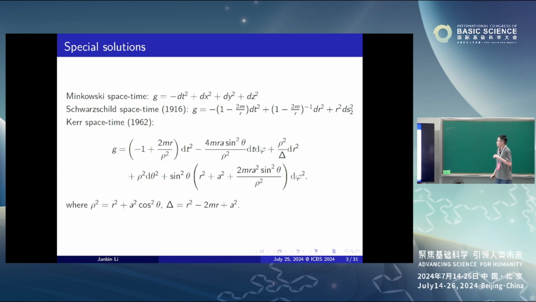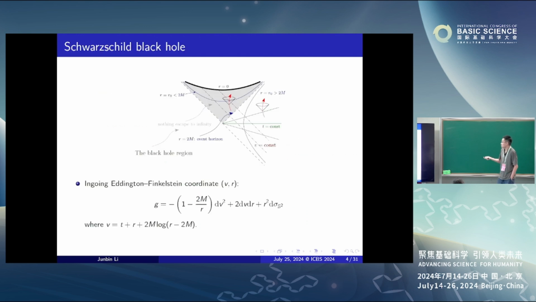Later I will talk about the story of the black hole. The next solution is the Kerr spacetime, which is very complicated compared to the above two. It is a rotating black hole spacetime, which has two parameters m and a. m is the mass of the black hole or the star, and a is the angular momentum per unit mass. When we set a equals 0, the Kerr metric reduces to the Schwarzschild metric.